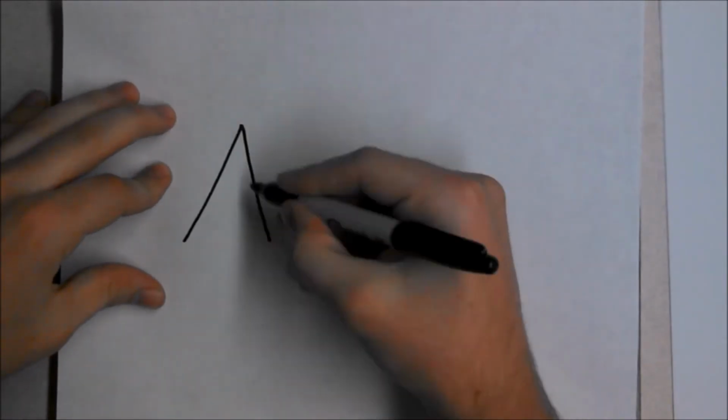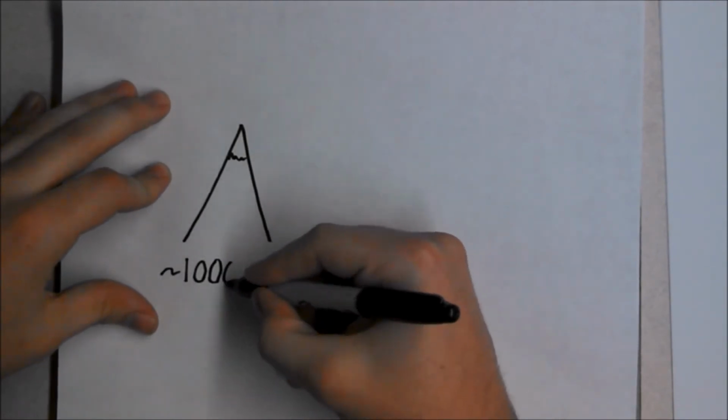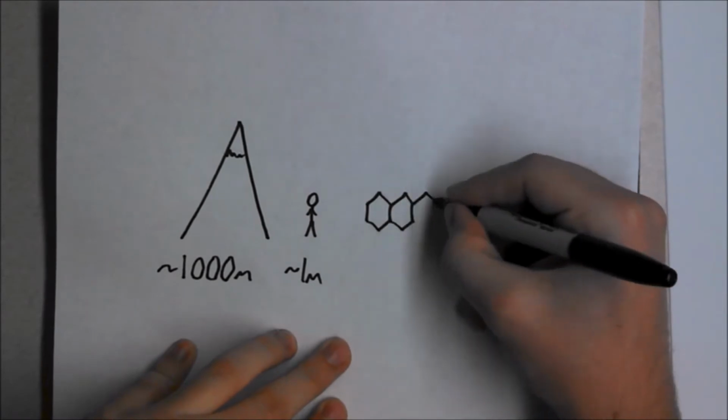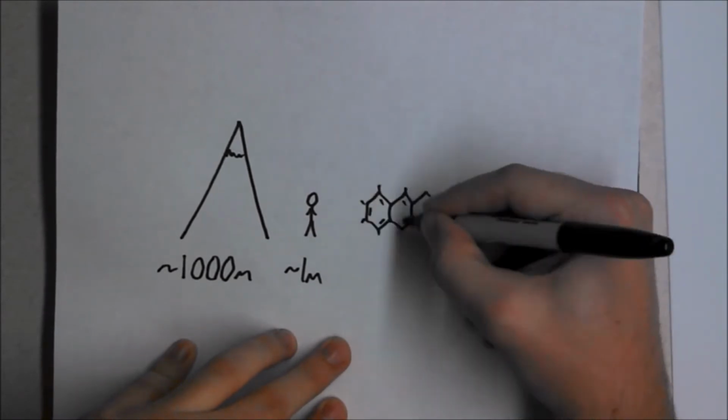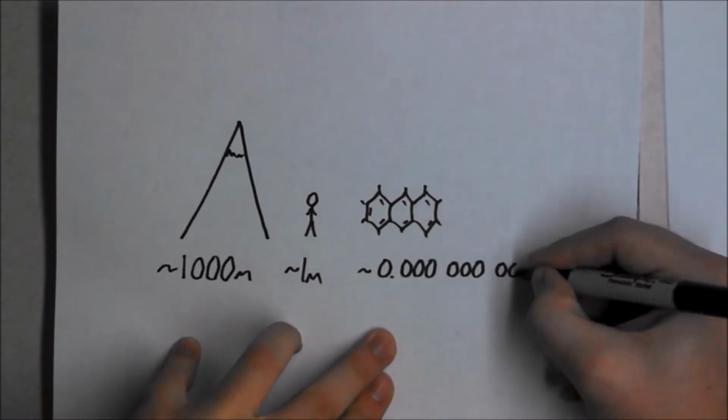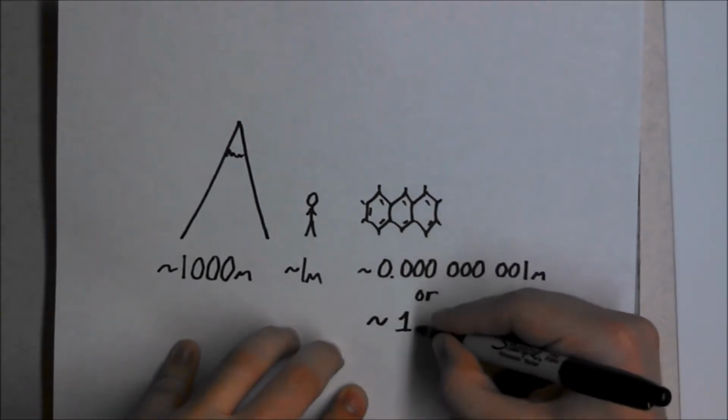Okay, so what does this have to do with atomic force microscopy? Well, atomic force microscopy takes the same principle that we just used to look at something that's much too large for us to see and applies it to things that are much too small for us to see, like molecules, which exist on the nanometer scale, which is 1/1000th of a meter.